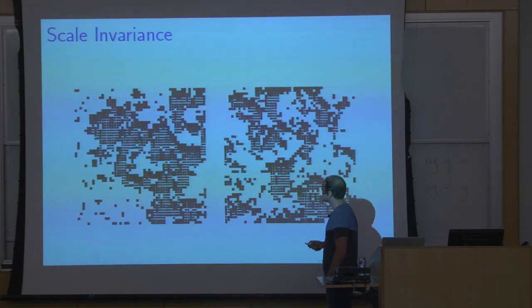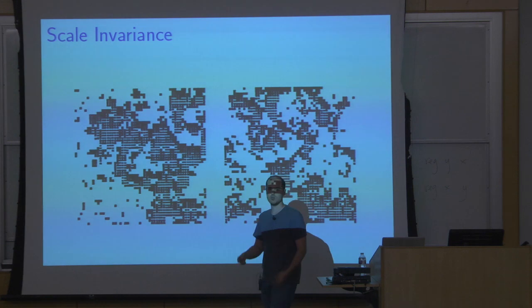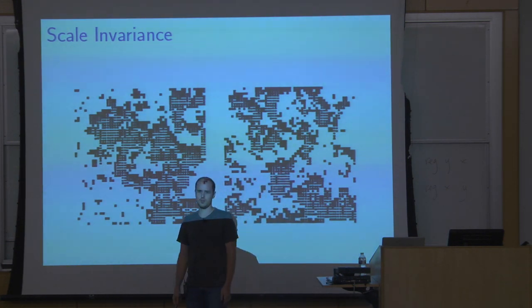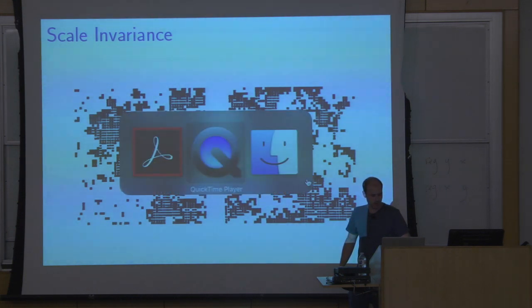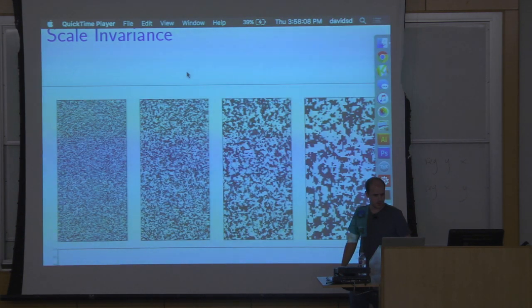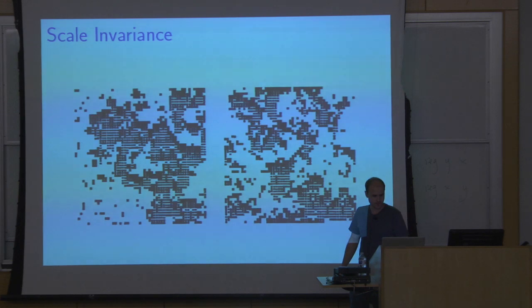The thing to notice about these two pictures, this being a zoom out of that, is that they look roughly the same. They have roughly the same types of black and white structures. If someone presented you these two pictures, you couldn't tell which one was the zoom out of the other if I hadn't told you. And I actually have a movie to illustrate this. Whoops, sorry about that.